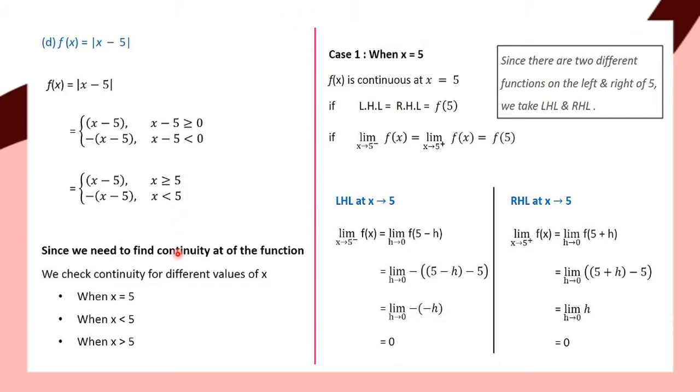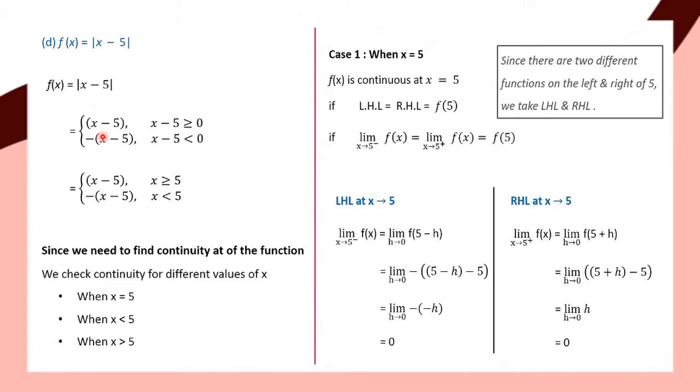So basically here we have to talk about 3 points. When x is equal to 5, less than 5 or greater than 5. Let's take case 1 when x is equal to 5. Left hand limit should be equal to right hand limit should be equal to the value of function. So left hand limit we are getting 0, at right hand limit also we are getting 0, and if we take 5.